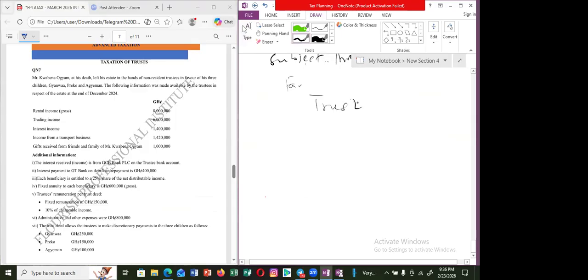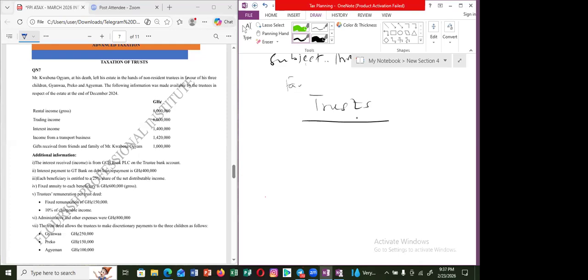Trust. Mr. Fabna Ojam, at his death, left his estate in the hands of non-resident trustees in favor of his 3 children, Janwa, Preko, and Ajiman. The following information was made available by the trustees in respect of the estate at the end of December 2024. We have rental income, trading income, interest income, income from a transport business, and gifts received from friends and family of Mr. Kobnojam.